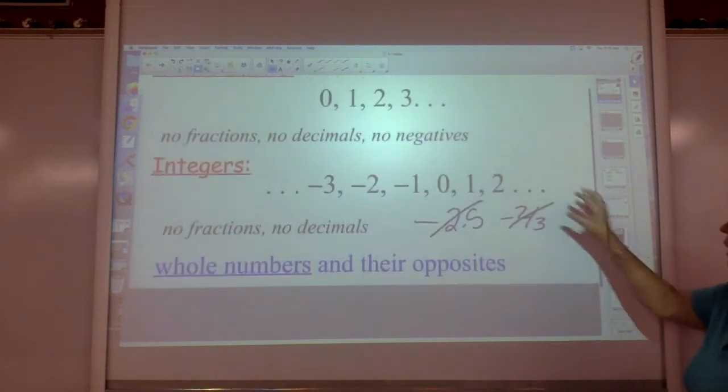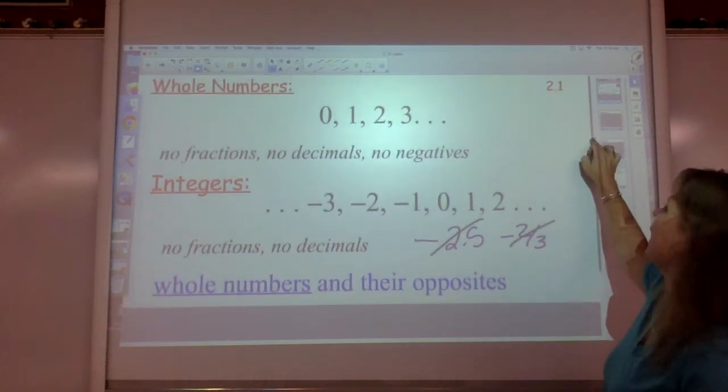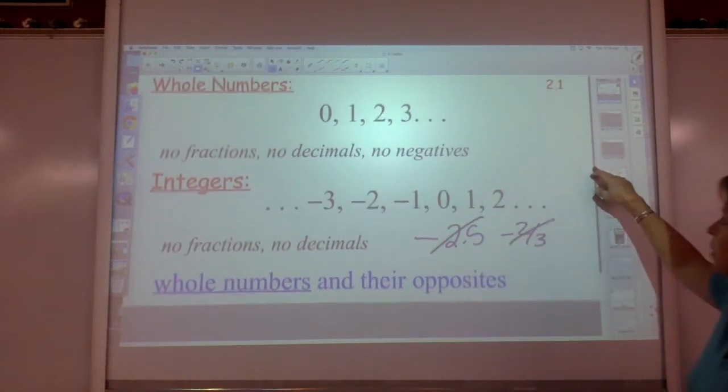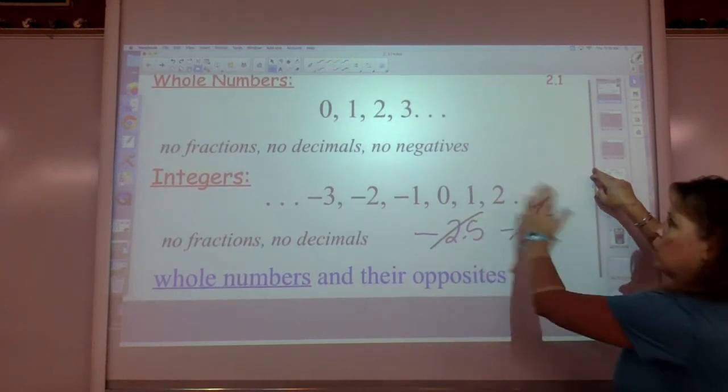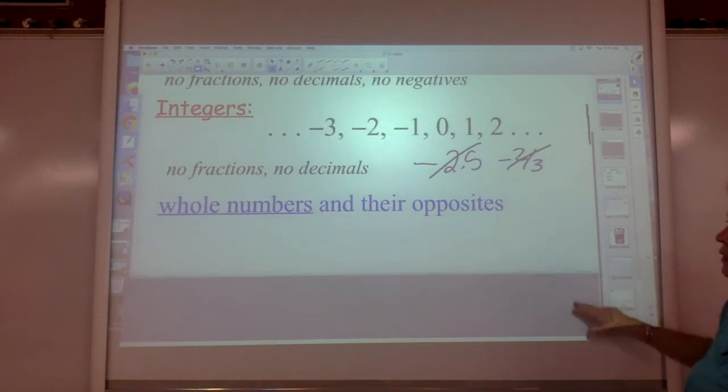Basically then, a number like 2, 7, 15, 22 can be classified as an integer and a whole number. It is both. Any positive whole number would be labeled an integer and a whole number to describe it.